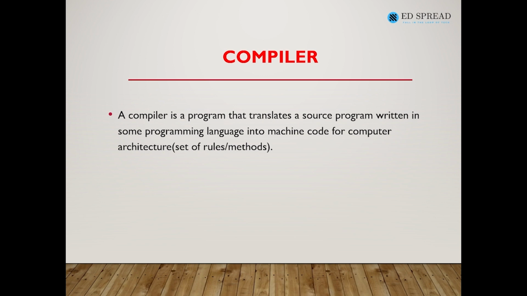If we write a C program, that program should be executed. To execute it, the program will be converted into ones and zeros, and then it will be run. So a compiler is a program that translates a source program, the program that we write in some programming language, for example C here, into machine code. Machine code is ones and zeros for the computer architecture, a set of rules and methods.